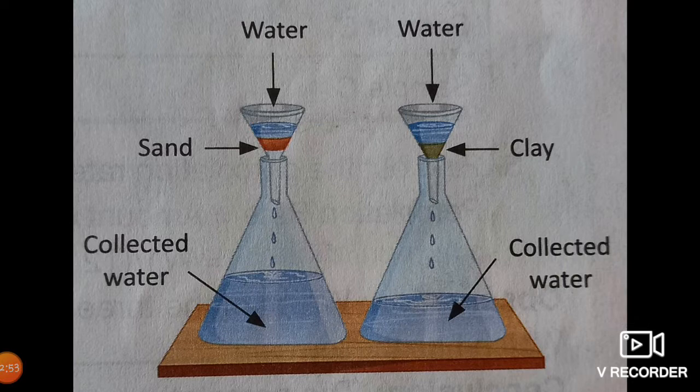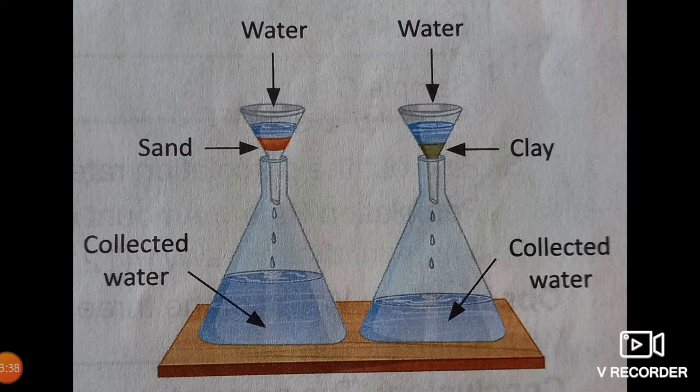Then we studied air and water in soil. In it, we studied pore spaces and porosity. Here the empty spaces between the soil particles are called pore spaces. Remember or not? And the amount of pores that a soil has is called porosity. Okay. So the empty spaces between the soil particles are called pore spaces, and the amount of pores that a soil has is called porosity.